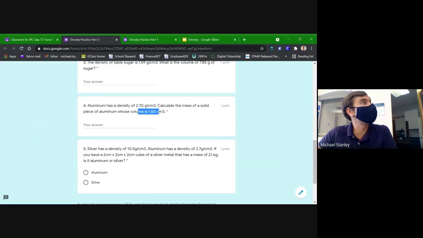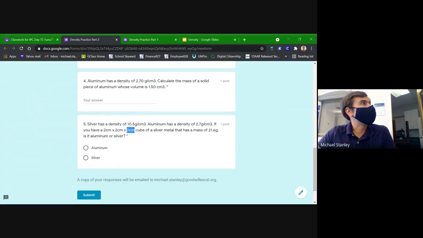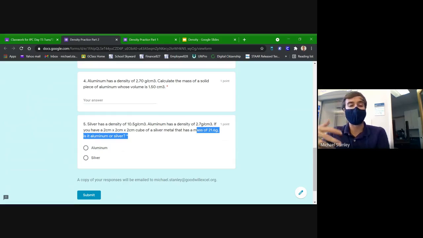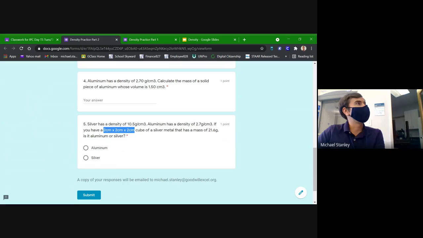And then number 5 is a little bit different. Number 5, again, it gives you the density of silver and the density of aluminum. And then says, if you have this size container of a metal that has a mass of 21.6 grams, is this metal aluminum or is it silver? So you'll calculate the volume and you'll use that with the mass to calculate the density. And then you'll see, is that most similar to aluminum's density or is it most similar to silver's density? And that's what you're answering in these questions down here.